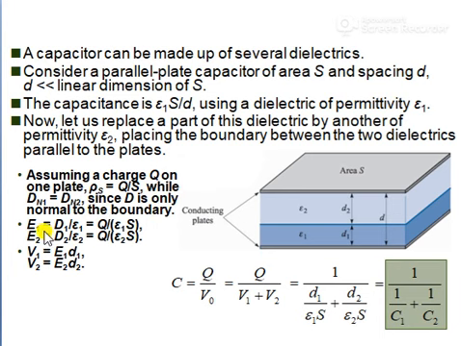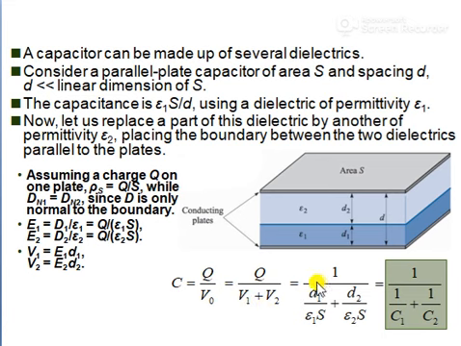Therefore E1 is equal to D1 by epsilon 1, that is Q divided by epsilon 1 S, and E2 is equal to D2 divided by epsilon 2, that is Q divided by epsilon 2 S. Finally we get V1 equal to E1 into D1, and V2 equal to E2 into D2. Already you know that C is equal to Q by V0, where V0 is V1 plus V2.